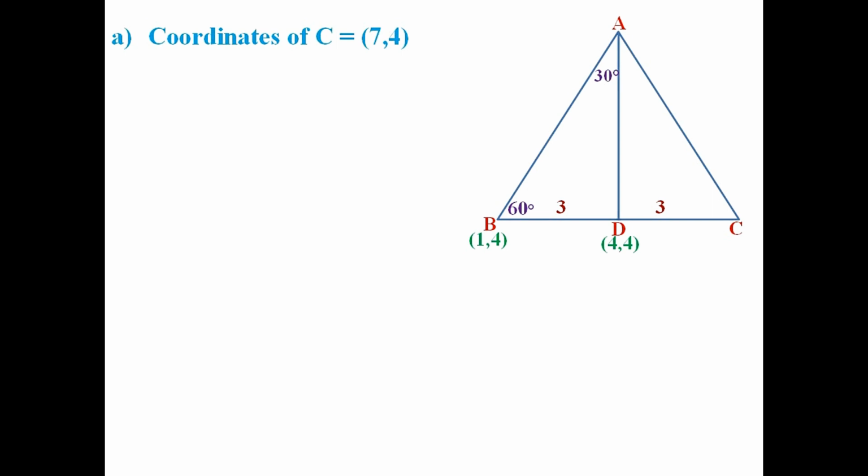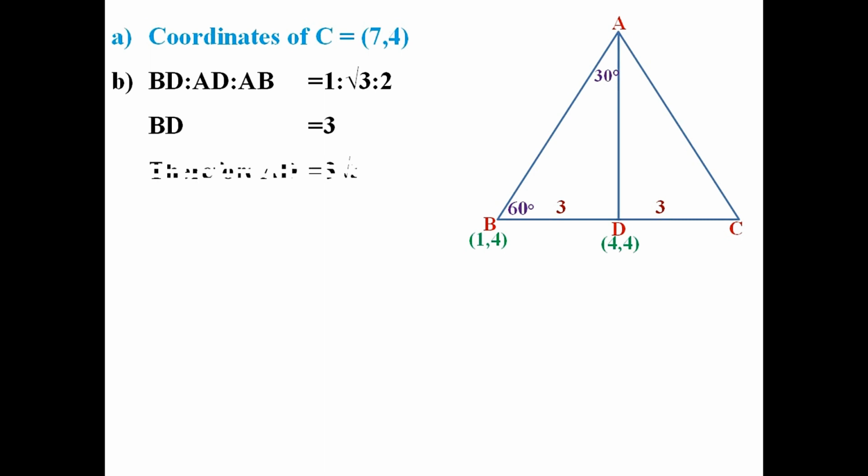Now the ratio of the sides of triangle BAD is 1 : root 3 : 2. That is, BD : AD : AB equals 1 : root 3 : 2. But BD equals 3. Therefore AD equals 3 root 3.